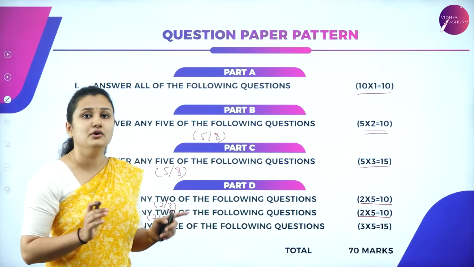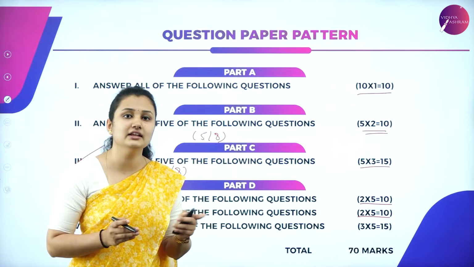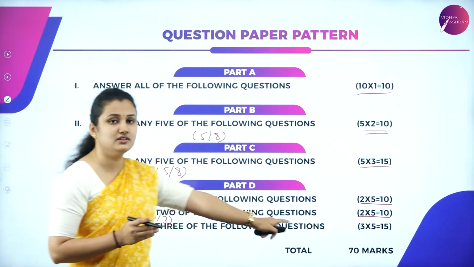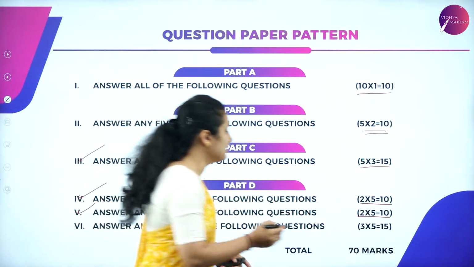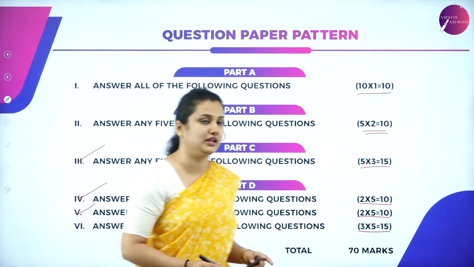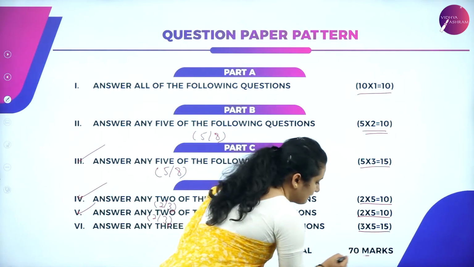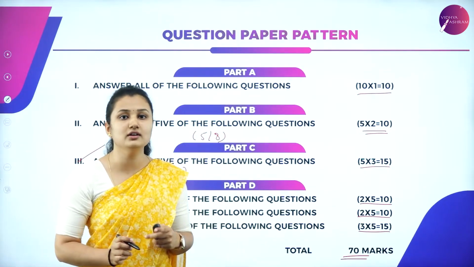So you will be given any 5. You have to answer any 3 of the following questions, where each question carries 5 marks. So 3 into 5 is 15. So the total marks is 70. The theory paper will be for 70.